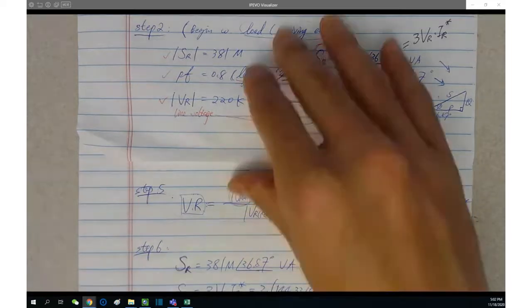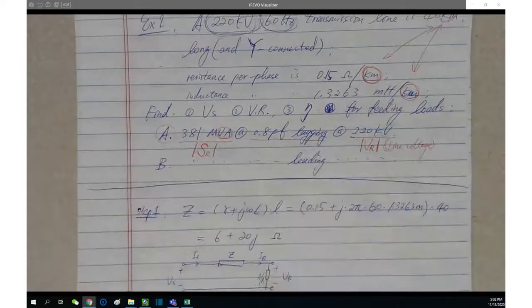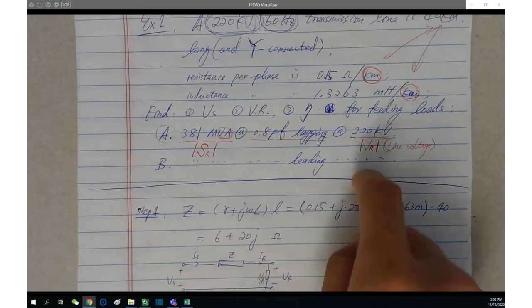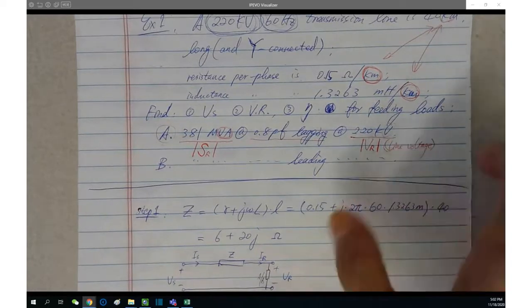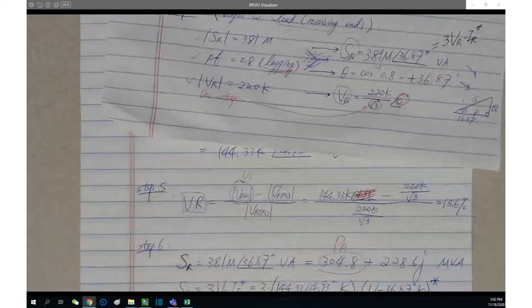So this is regarding what? Load B. Load B is leading power factor. Leading power factor means what? Capacitive load, right? And you're expecting to see the result of the voltage regulation, VR, is what? Negative. Negative means what? Your capacitive load is too big, right? You gave too much reactive power to this transmission, then your load end voltage is even higher than the sending end voltage magnitude.